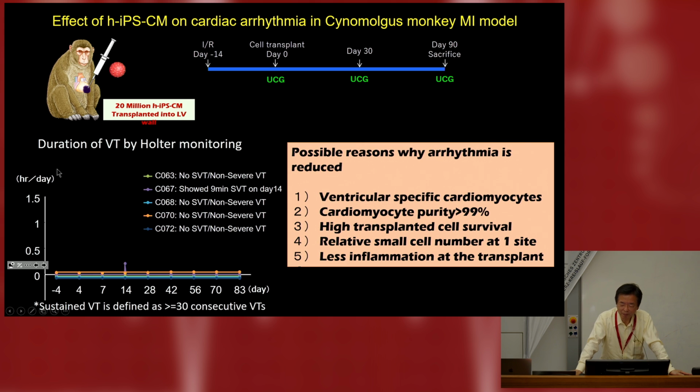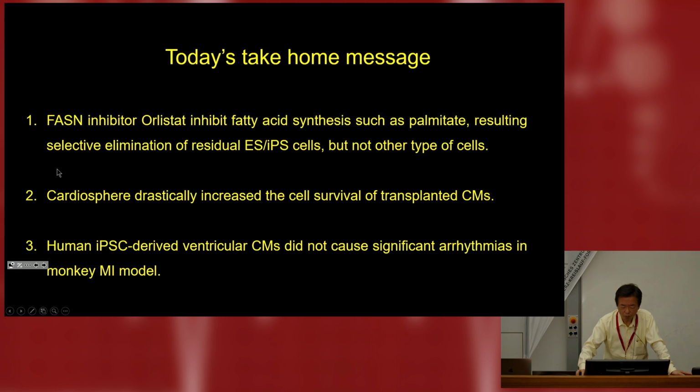Why is arrhythmia reduced? These are the possible reasons. We transplanted ventricular-specific cardiomyocyte, and cardiomyocyte purity is more than 99%. And high transplantation survival can be achieved by cardiosphere. A relatively small cell number at one site, and less inflammation at the transplant area. So this is the second message.